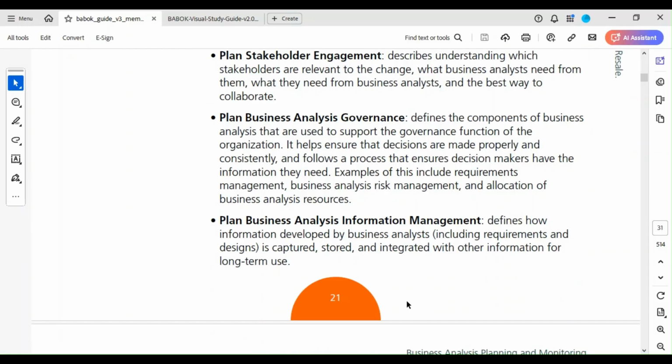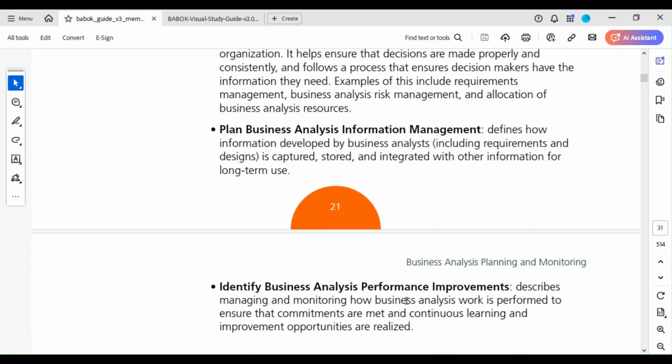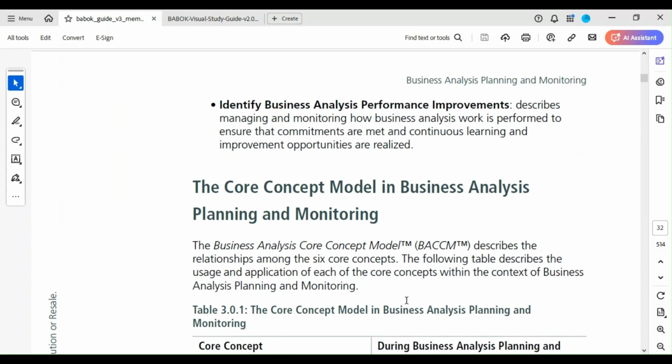Now you want to plan how that information will be relevant, and who you should make it available to. It defines how information developed by business analysts, including the requirements and design, is captured, stored, and integrated with other information for long-term use. Identify business analysis performance improvements. Now, as you are walking your way through and you notice something, how do you go about improving that?